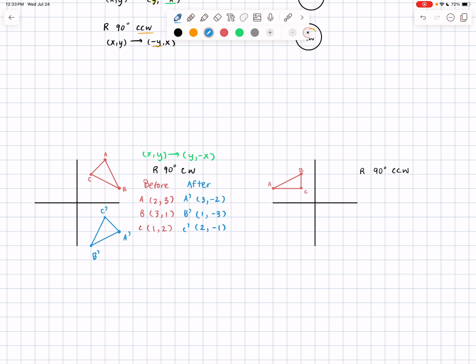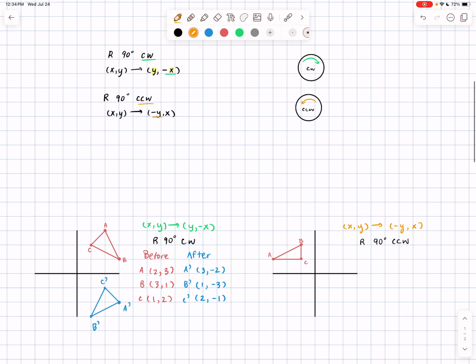Okay, so now it's time to move on to our next example, and that is rotate 90 degrees counterclockwise. So for this, since it's counterclockwise, we know our transformation is going to be X, comma, Y becomes negative Y, comma, X. Because it's counterclockwise, we know the Y is going to be negative.